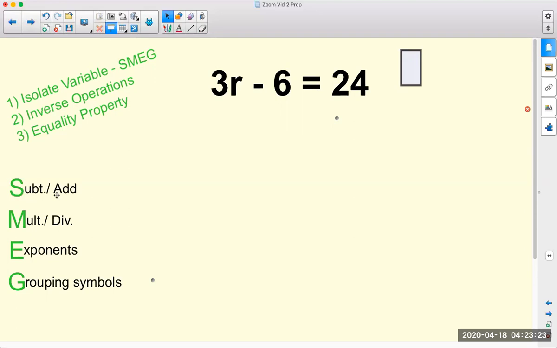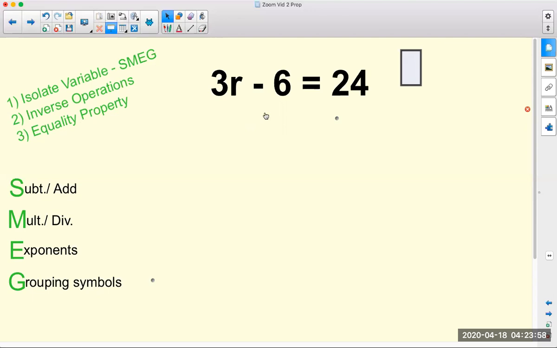Once we find one of those things, we're going to do the inverse of that on both sides, and then we're going to move to the next level, which is M, multiplication or division. Once we find one of those, we're going to do the inverse of what we see on both sides of equals, and then we're going to move to the next level, exponents, and so on to grouping symbols. So we're always using this 1, 2, 3 procedure to get our work done. Now let's try it on the example.